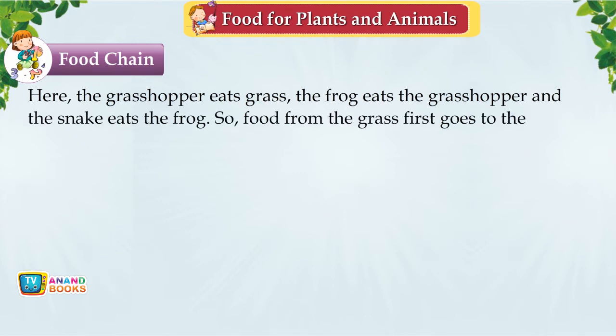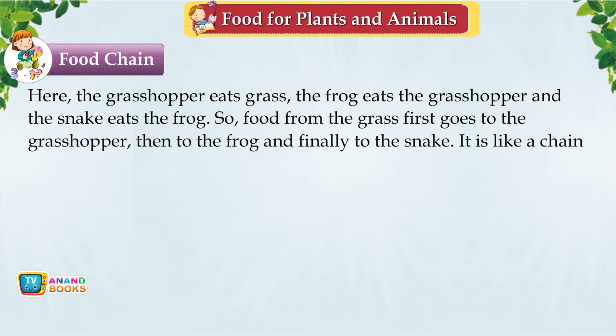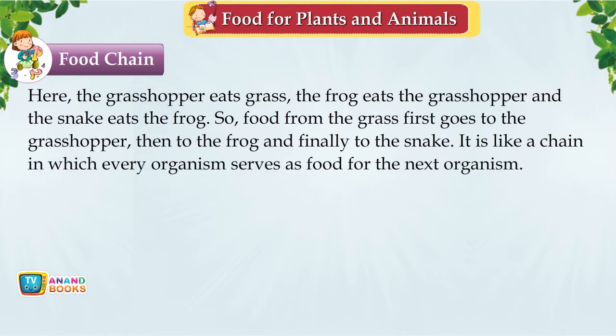So, food from the grass first goes to the grasshopper, then to the frog, and finally to the snake. It is like a chain in which every organism serves as food for the next organism. So, it is called the food chain.